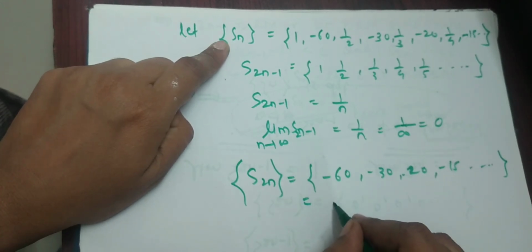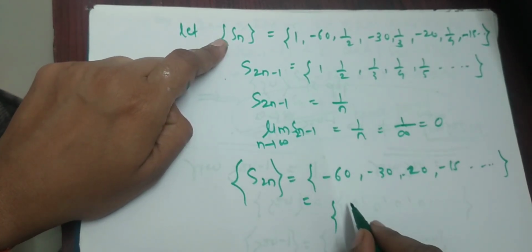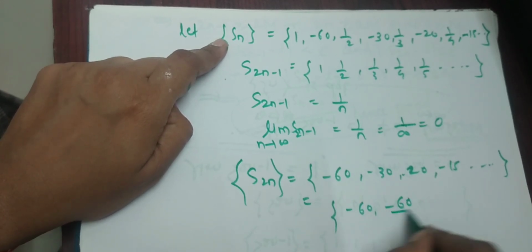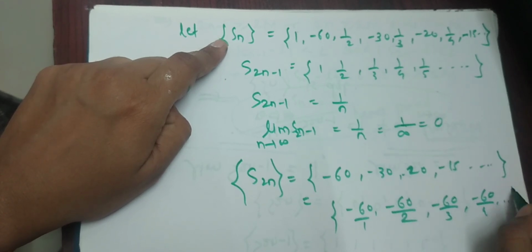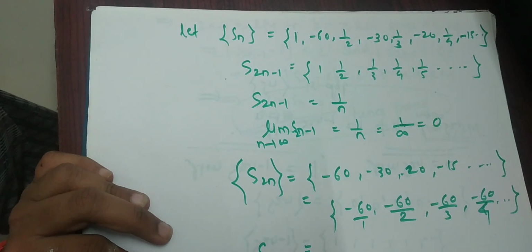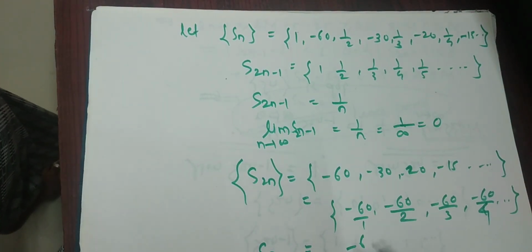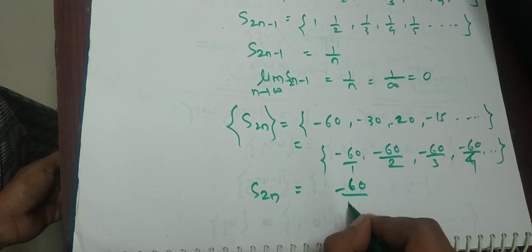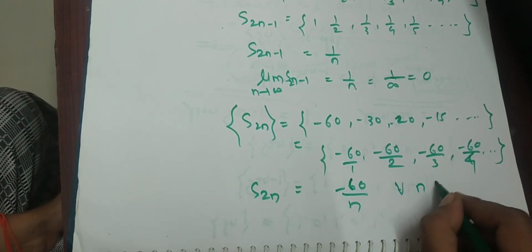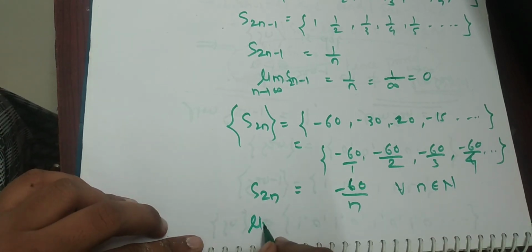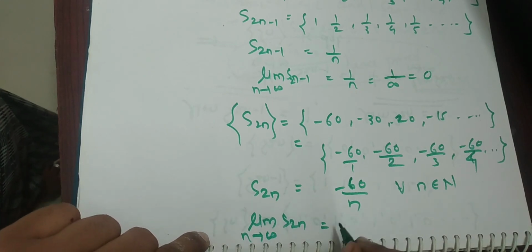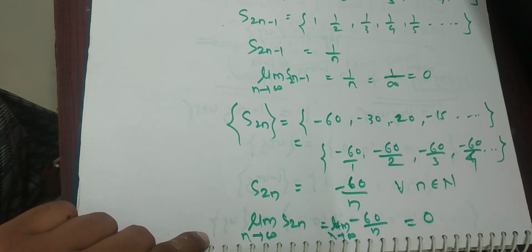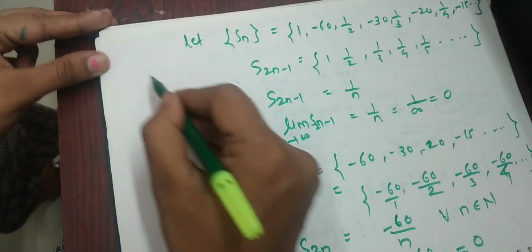Means you can write this sequence as minus 60 by 1, minus 60 by 2, minus 60 by 3, minus 60 by 4 and so on. So in general the nth term you can write as minus 60 upon n, for all n belonging to N. And if we take the limit of this sequence as n tends to infinity, minus 60 upon n, we get 0. So these are the two subsequences.